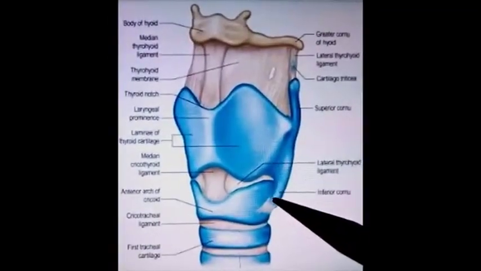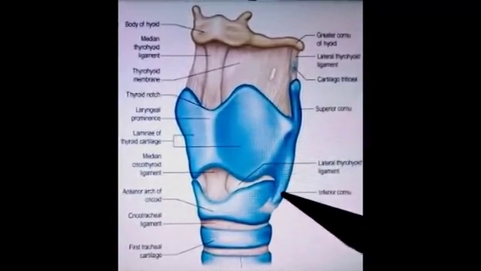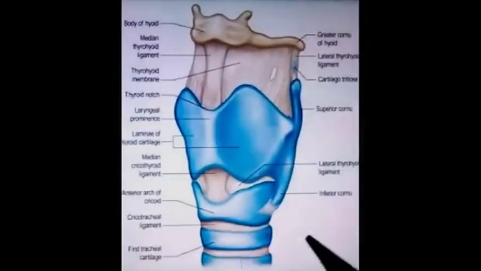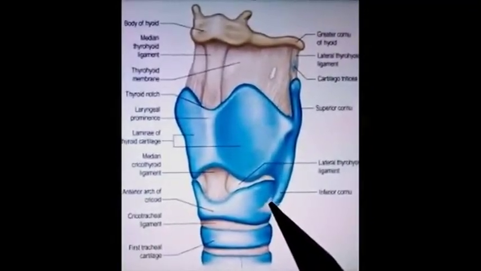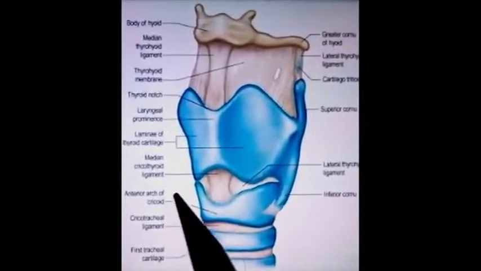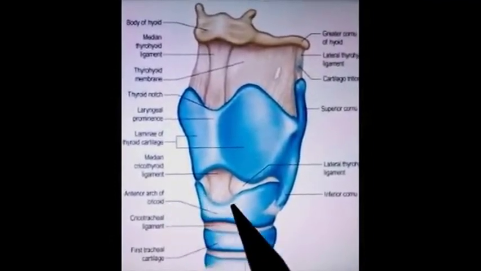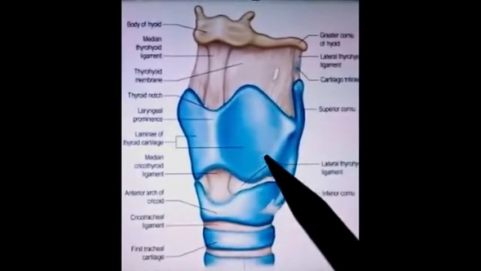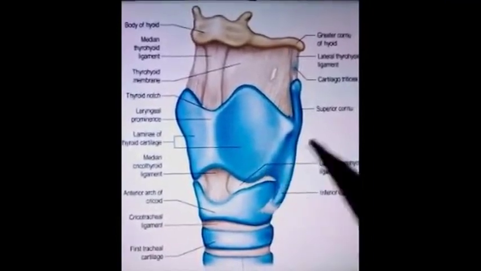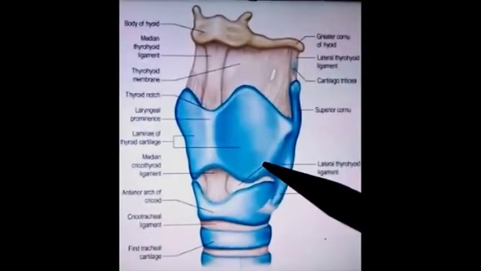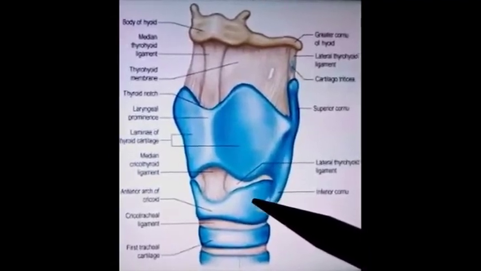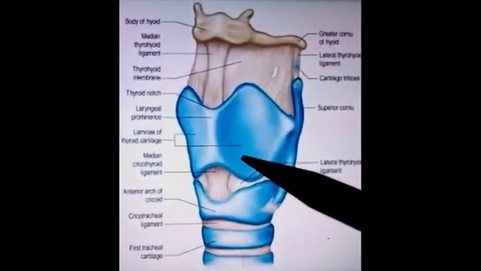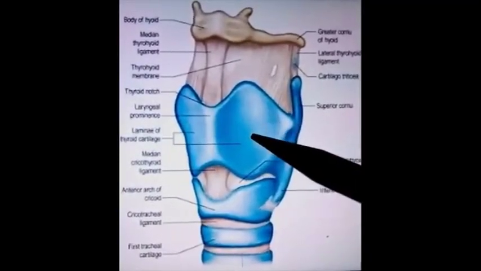This joint allows rotatory movement of the cartilages around a transverse axis. The transverse axis passes through both the cricothyroid joints, one on this side and another on the opposite side. Around this axis the rotatory movement of these cartilages takes place. These rotatory movements are responsible for contraction and relaxation of the vocal cords present behind the thyroid cartilage.